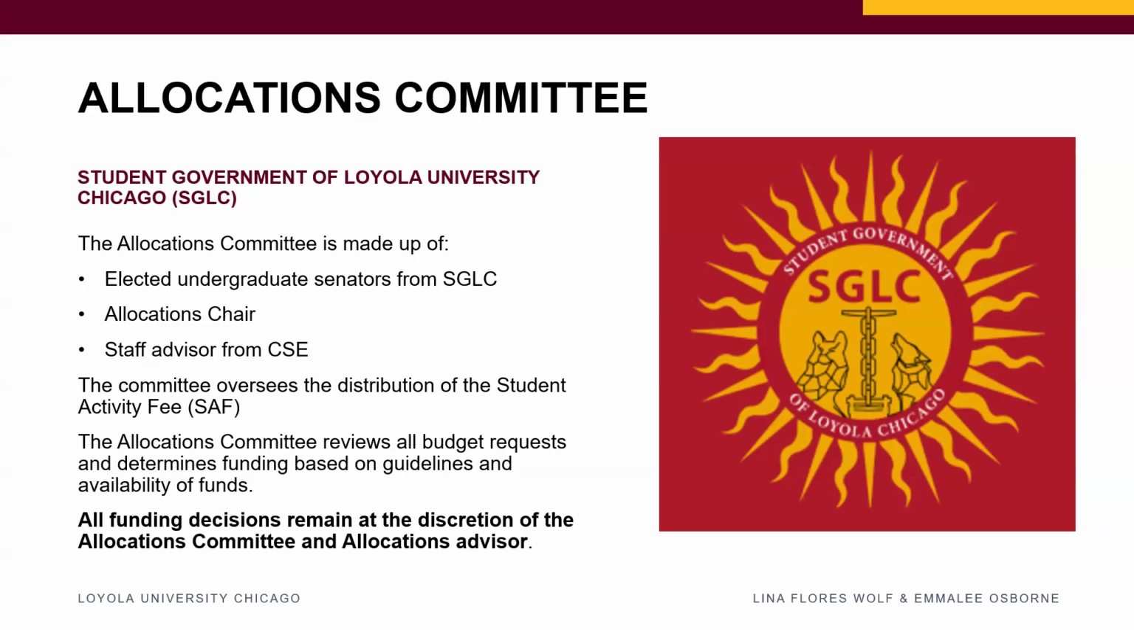The committee oversees the distribution of the student activities fee, and reviews all budget requests to determine funding based on guidelines, as well as the availability of funds. All funding decisions are at the discretion of the committee, and more often than not depend on the availability of funding.